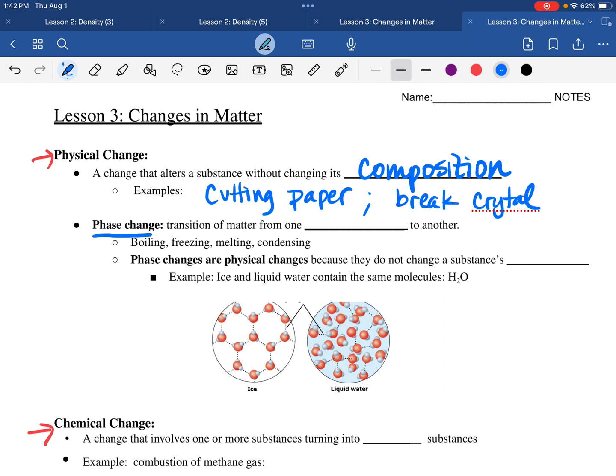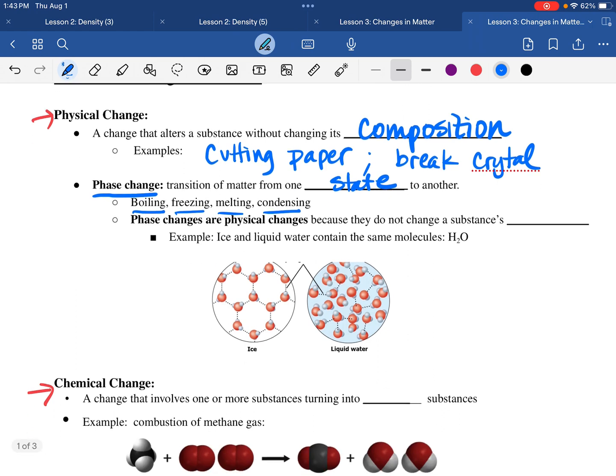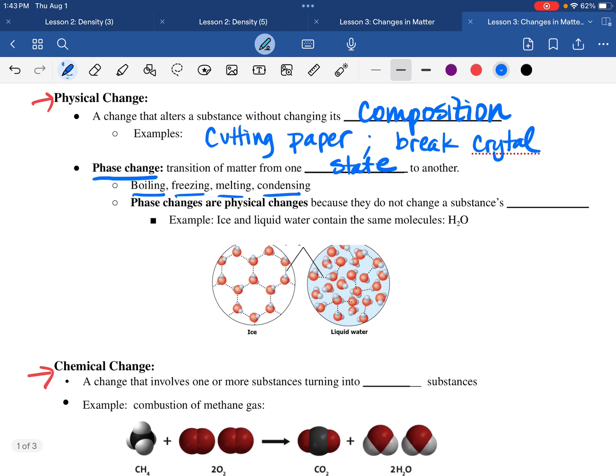A phase change is another type of physical change. That's when you have a transition of matter from one state to another. For example, you could boil a substance and change it from liquid to gas. You could freeze it and change it from liquid to solid. You could melt, you could condense. Phase changes are physical changes because they do not change a substance's composition.